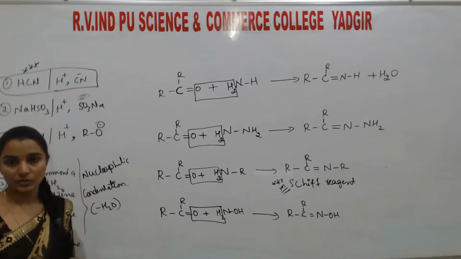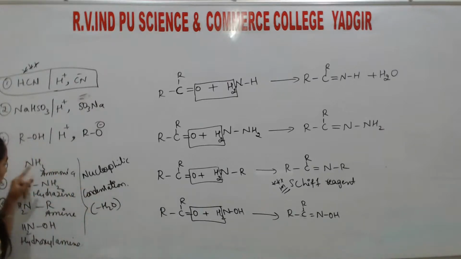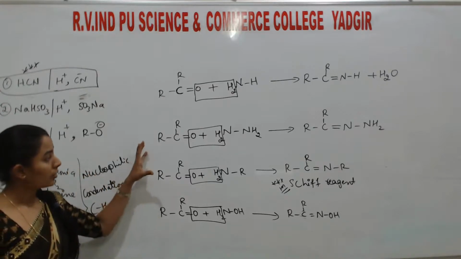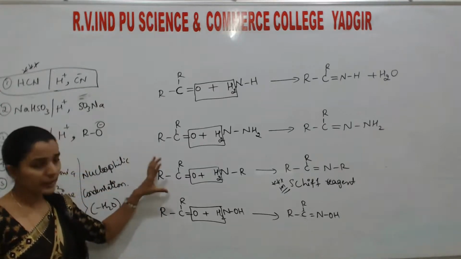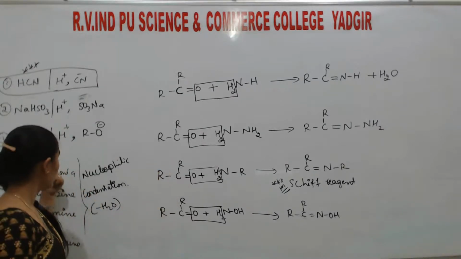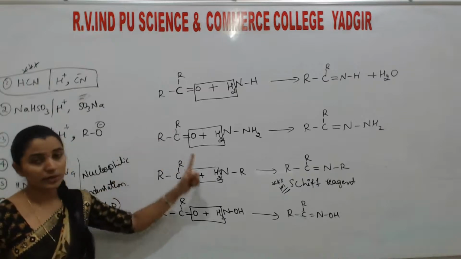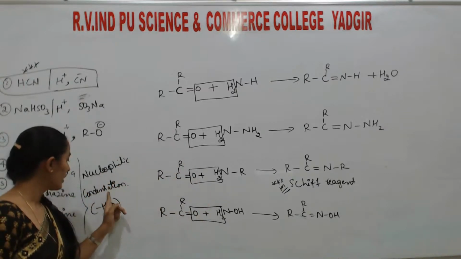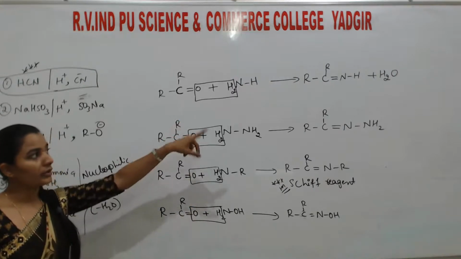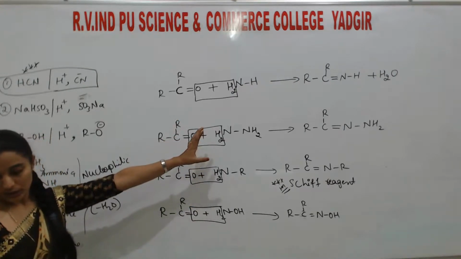ammonia derivatives. So listen here, here one H is replaced by NH2, another one is replaced by R, and one H is replaced by OH. These are the derivatives of ammonia. If the carbonyl groups, not only aldehydes or ketones especially, react with these ammonia derivatives, they always undergo nucleophilic condensation reaction. By the removal of a water molecule, they form this type of product.